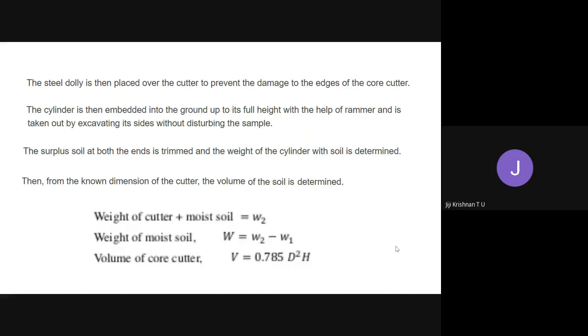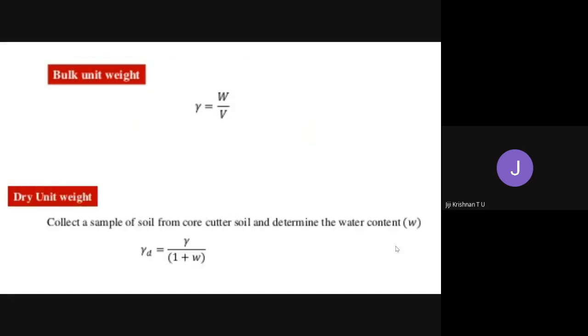Weight of cutter plus moist soil equals W2. Weight of moist soil equals W2 minus W1. W1 is the weight of cutter. Volume of cutter is equal to pi by 4 d square H. So bulk unit weight equals weight by volume, and dry unit weight gamma D equals gamma by 1 plus w.